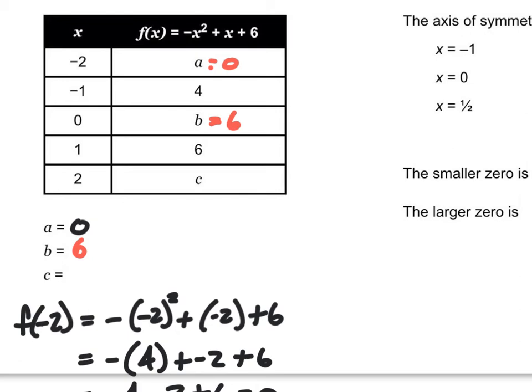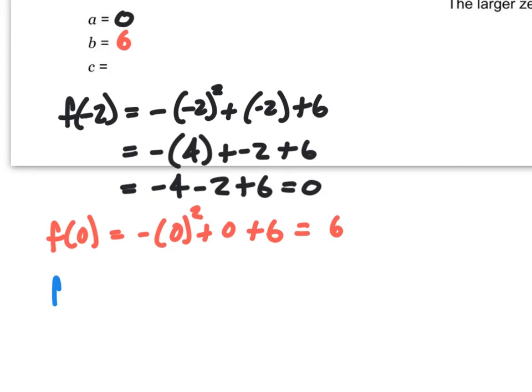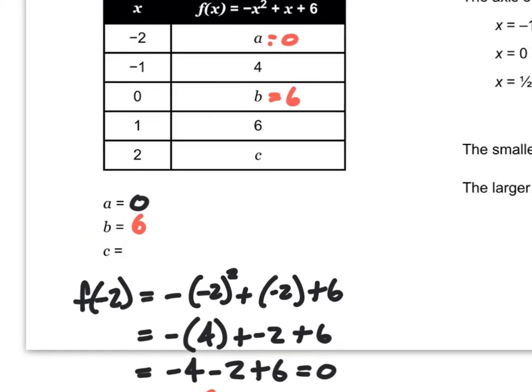All right, let's find f of 2. If I do f of 2, I'm going to get negative quantity 2 squared plus 2 plus 6. So we get negative, 2 squared is 4, plus 2 plus 6. And so 2 plus 6 is 8, plus -4 is just going to give us a positive 4. So when I plug in 2, we get a y value of 4. I'm going to put that up here and say that C is equal to 4.